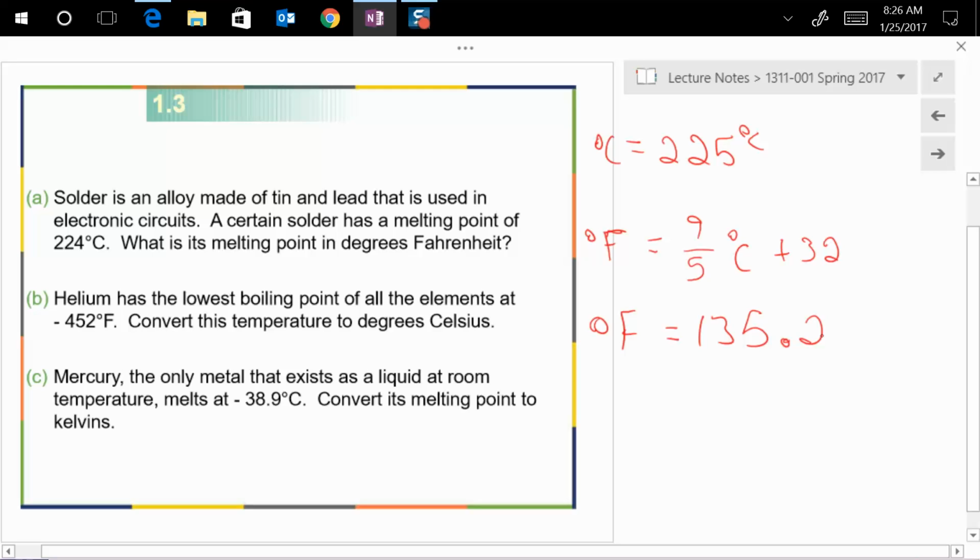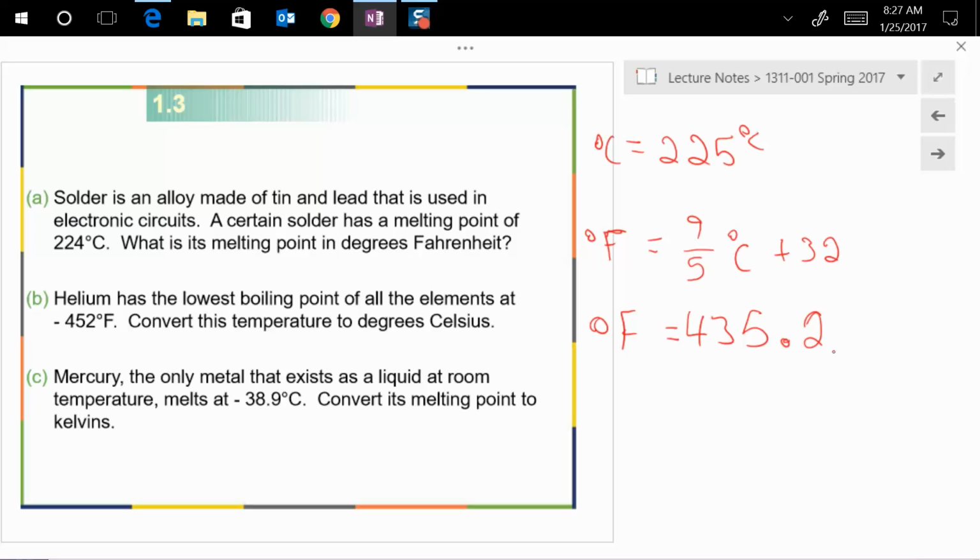Okay? 0.4? Sorry. 435? Okay, that makes more sense. Point what? 0.2. Okay, so 435.2 degrees Fahrenheit, which you would expect because the Fahrenheit scale would be higher than the Celsius scale. Yes?